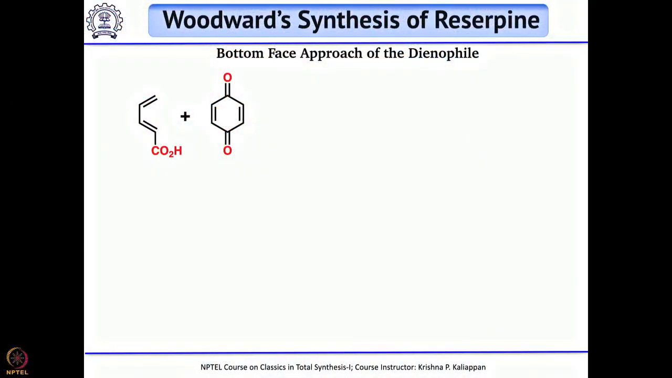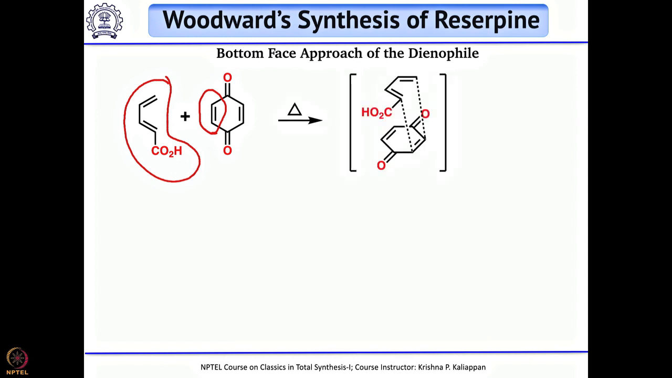So he started with the Diels-Alder reaction between this diene having a carboxylic acid and benzoquinone, where this double bond will act as the dienophile. So from the stereochemical outcome, you keep the diene static. Now the dienophile approaches the diene from the bottom face. There are two faces, isn't it? It can approach either from the top face or bottom face of the diene. This is the top face, this is the bottom face.